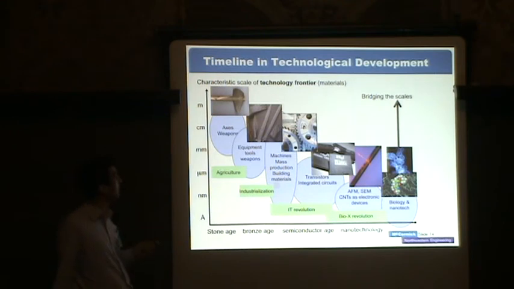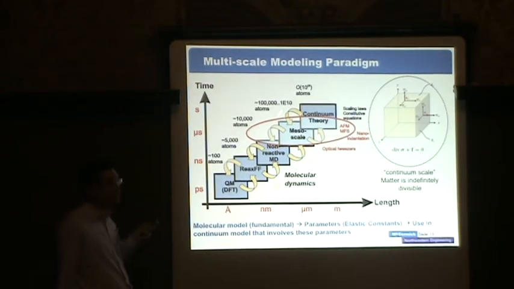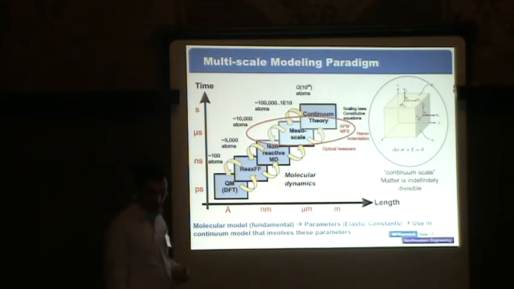If you look at the timeline in technological development, what we observe is that we've come from macroscopic systems to smaller systems, such as biological systems and nanotechnology, and now we're looking at things on the scale of angstroms, which is much smaller than what we used to do. So this again goes back to the idea of the multi-scale modeling paradigm, where we need to incorporate a lot of these quantum level details or molecular level details into higher level ideas. And this is one of the key ideas now in computational mechanics.